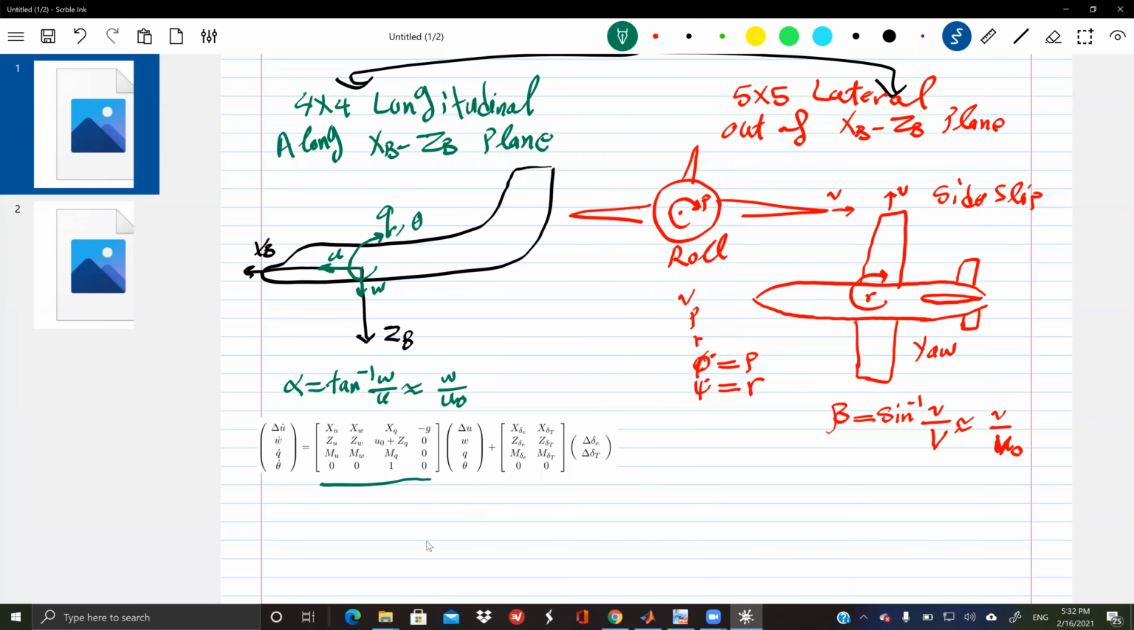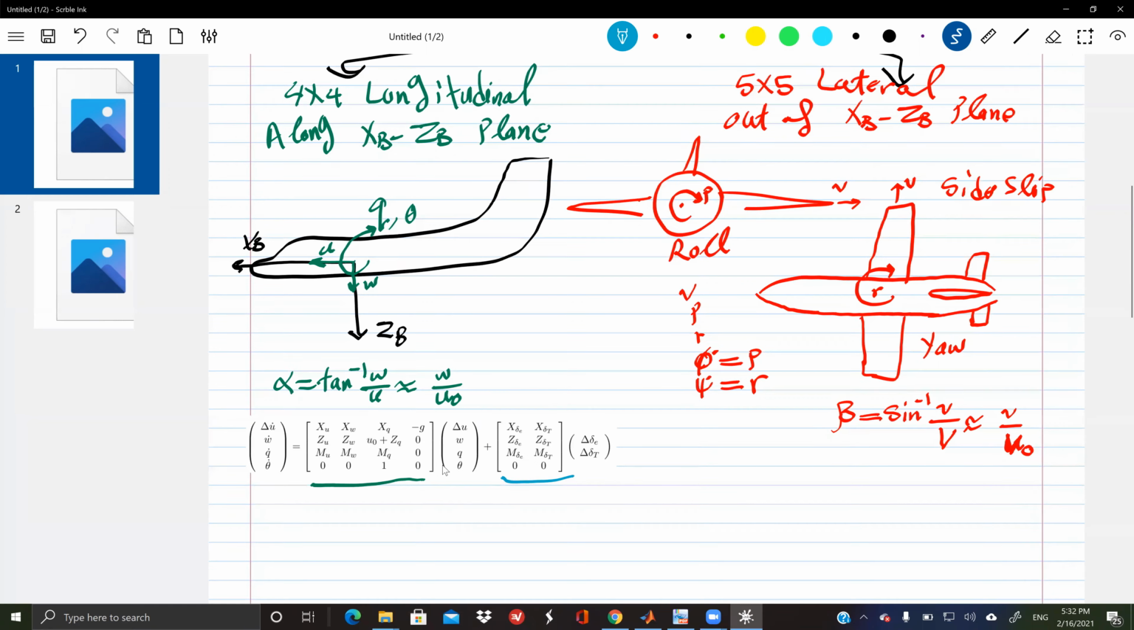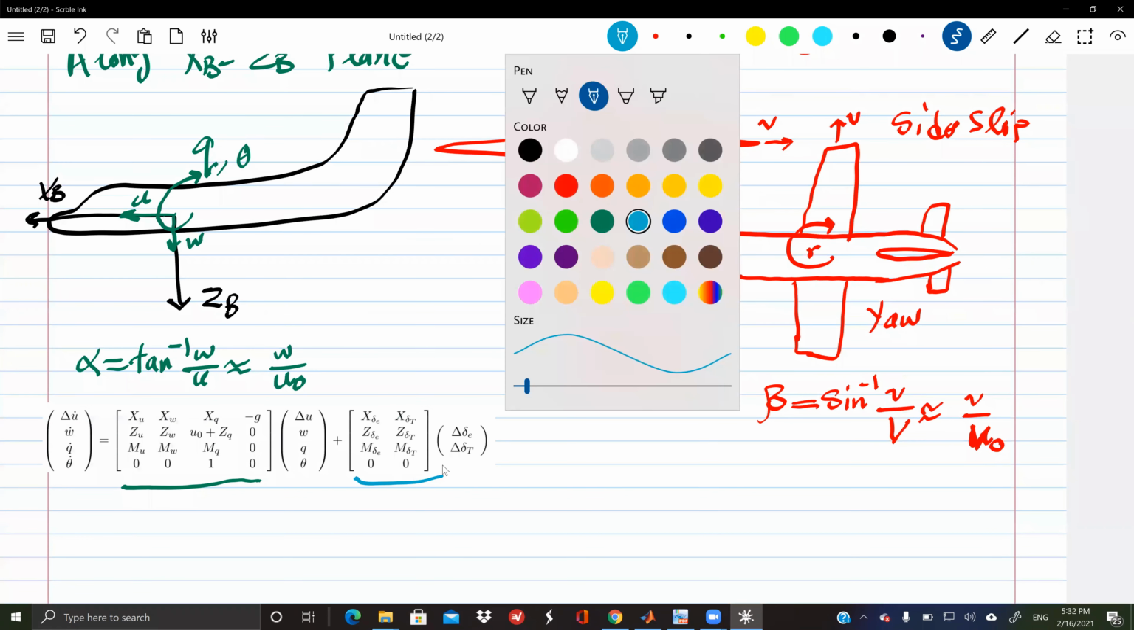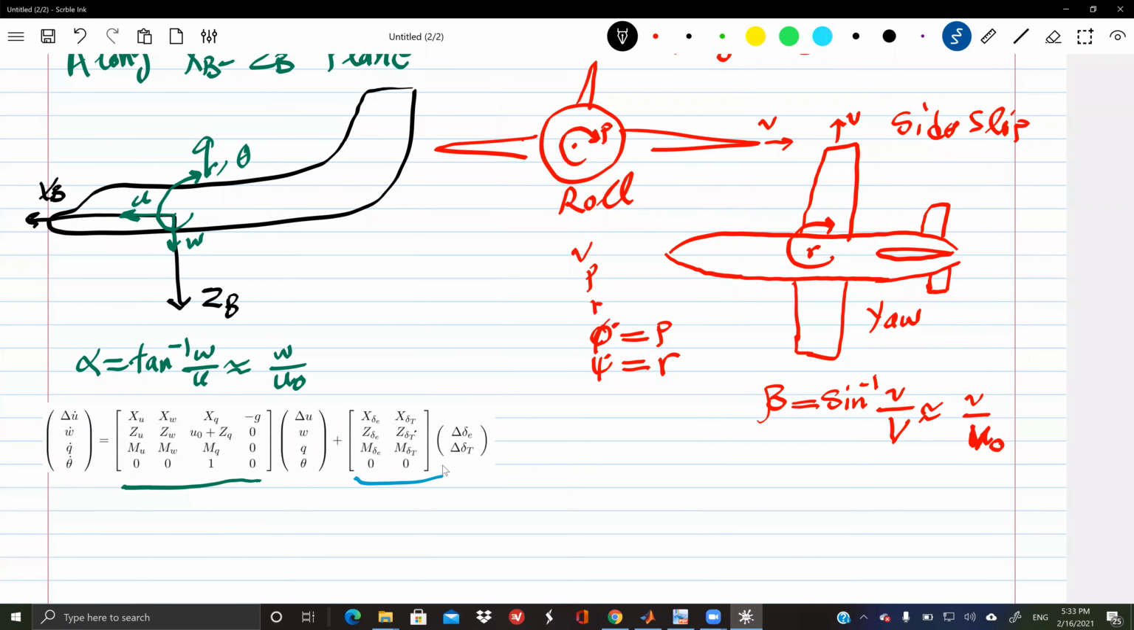Everything multiplying the variables U, W, Q, theta. Again, they are all deltas, right? And everything multiplying the inputs together, elevator and thrust. So in particular, this equation in the middle is the one that we derived last time, right? So let me zoom again.